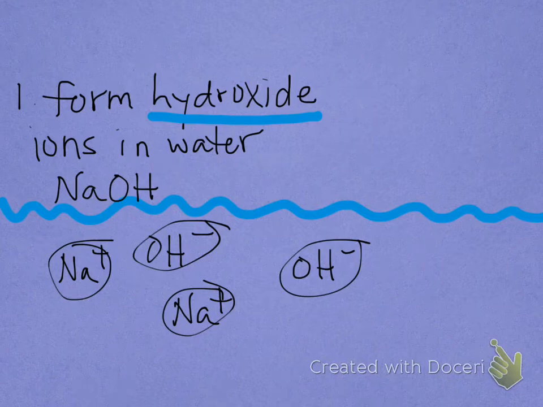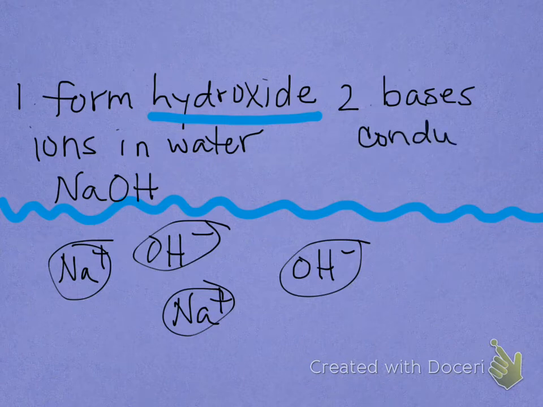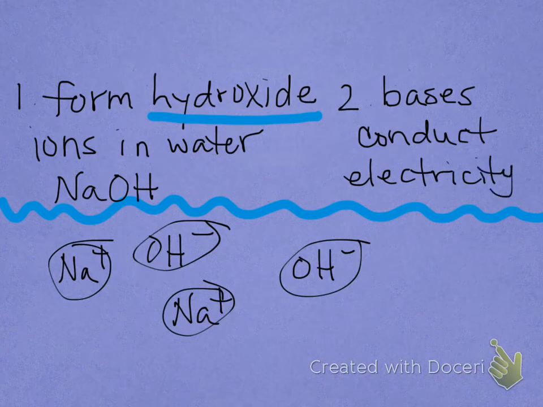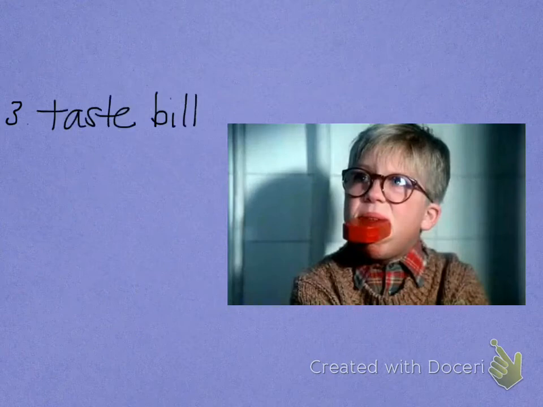Also, because you have ions in water, that makes it possible for bases to conduct electricity, just like an acid. So our first 2 characteristics are similar to acids, but just a little bit different in that we form hydroxide ions in a base. Our third characteristic is that bases taste bitter.